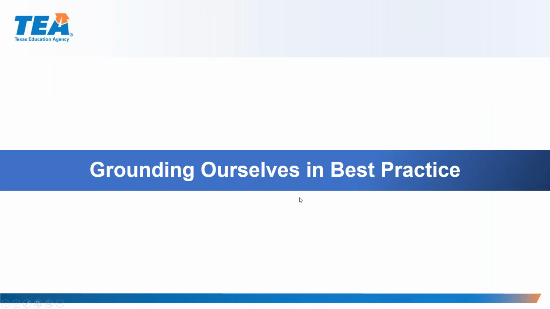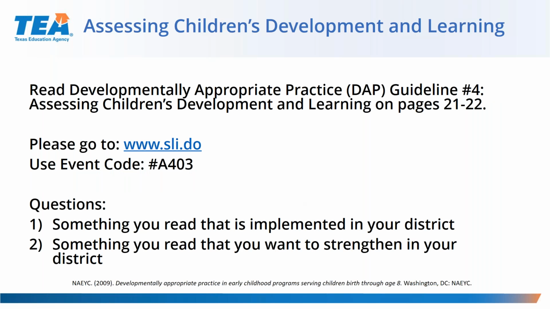Like I said, we're going to start by grounding ourselves in best practice by looking at the Developmentally Appropriate Practice Position Statement, as well as part of the early childhood program self-assessment. What I'd like for you all to do first is to go over to the handout section of your control panel and download the NAEYC Developmentally Appropriate Practice Position Statement, and turn to pages 21 and 22, where you'll find Guideline 4, Assessing Children's Development and Learning.